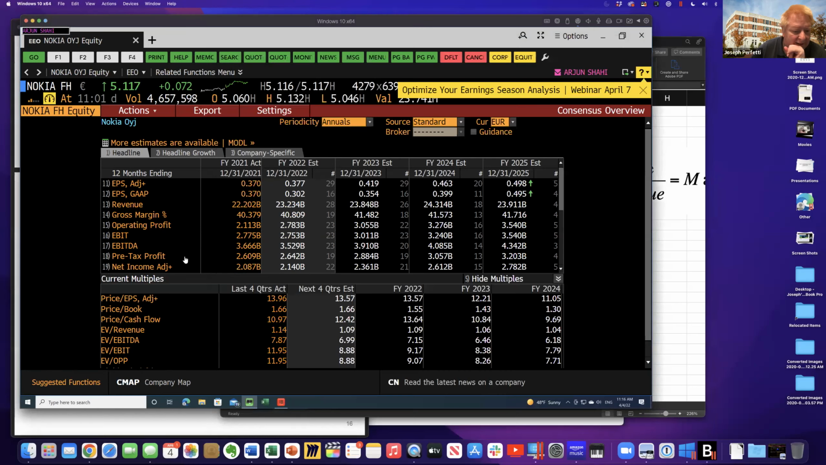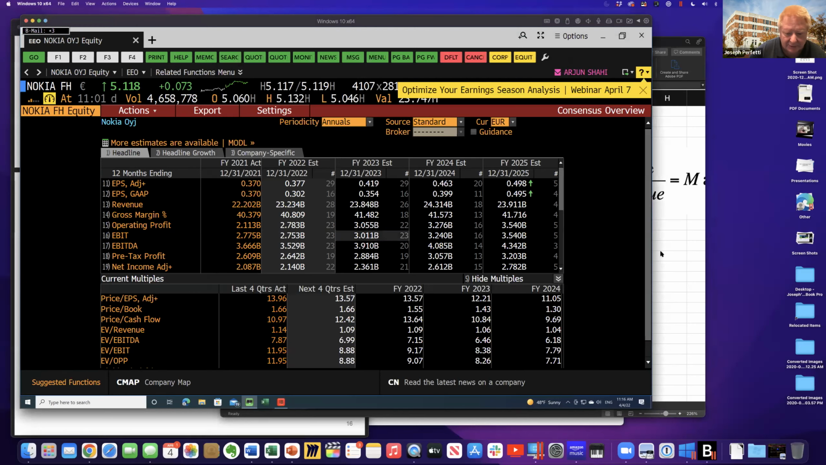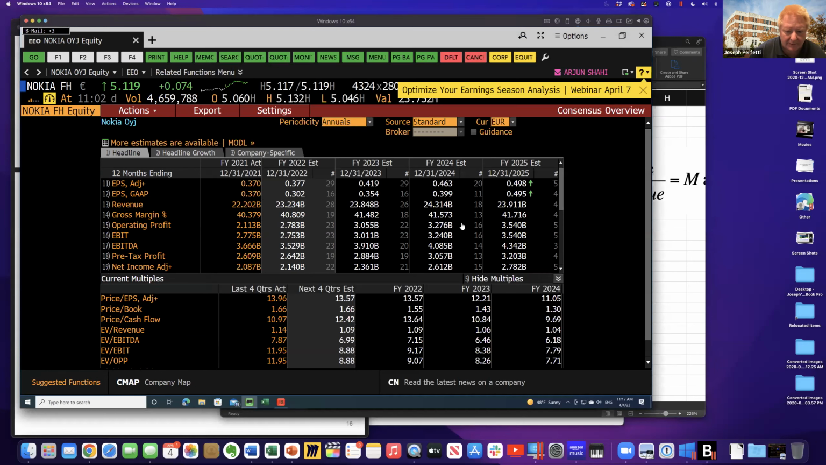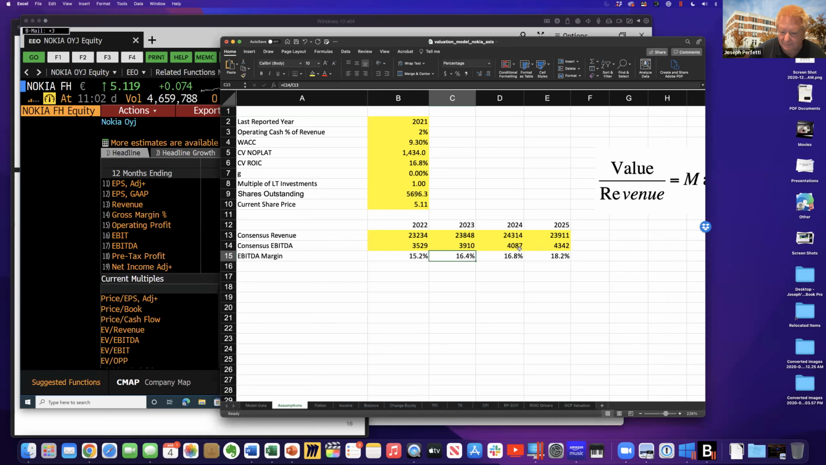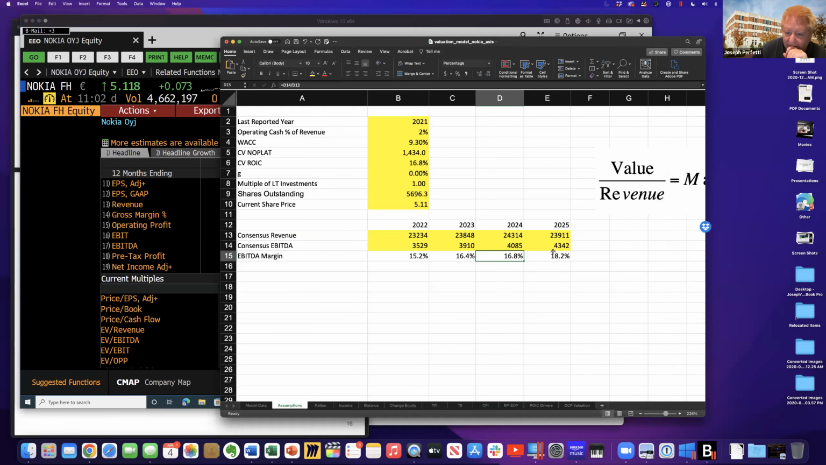All right, what happened to EBITDA? 35.29 went down by 2 million. Second year out, it went to 3910, went down by 1 million. $4,085. And 43.42. That one didn't change. So the margins estimates changed slightly.